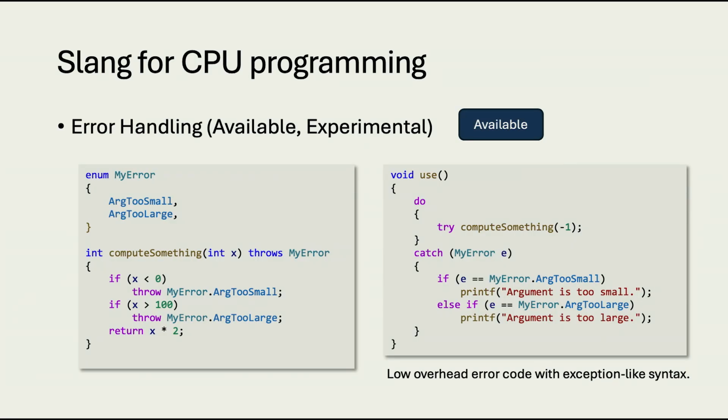And finally, although Slang is a shading language today, there is no reason to stop at just a shading language. There have been a lot of experiments going on involving Slang for CPU programming as well. The big gap right now in this language for CPU programming is error handling. Another one is lifetime management.